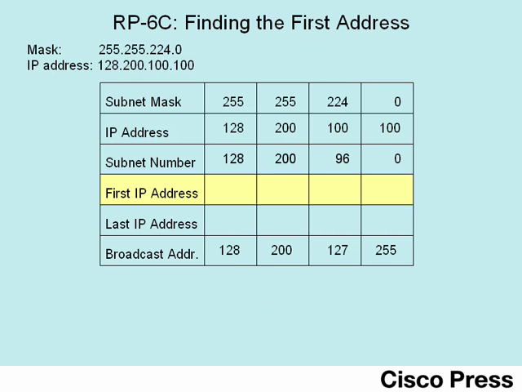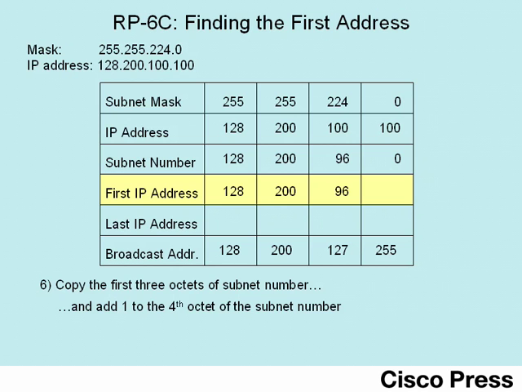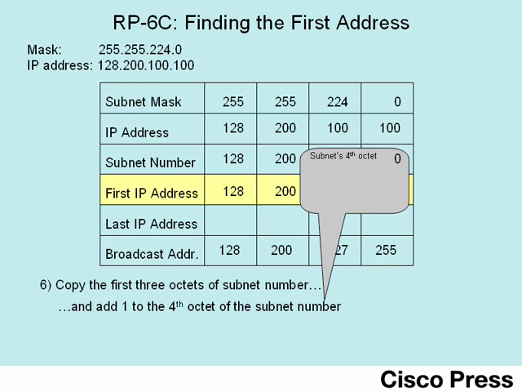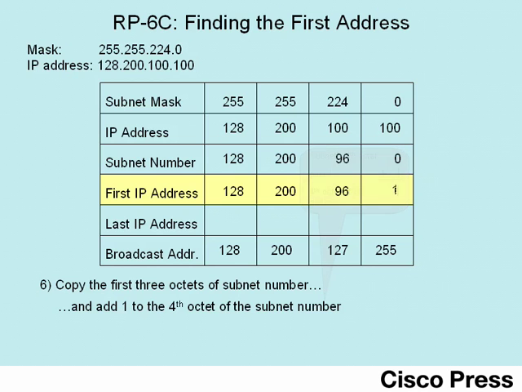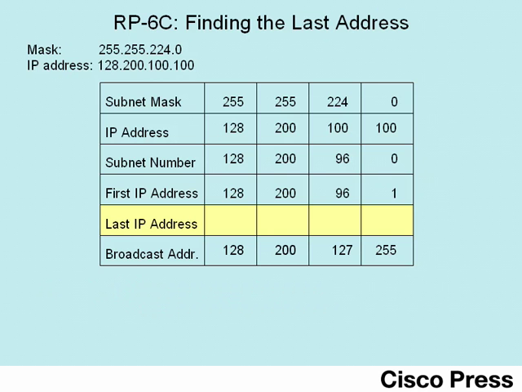Next, for completeness, I'll show the very simple math about how to find the first IP address and last IP address in the range of valid addresses. Step 6 of this process says to find the first IP address in the range of valid addresses, start by copying the first 3 octets of the subnet number. Doesn't matter where the rectangle is, just copy the first 3 octets, and then add 1 to the 4th octet of the subnet number. So as you see here, you take 0 plus 1, of course, is 1, giving us a first valid IP address of 128.200.96.1.